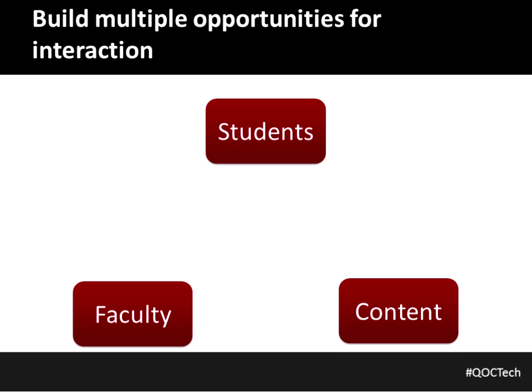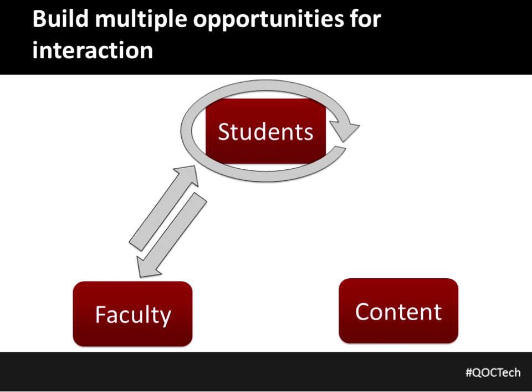Excellent. Engaging students in learning with technology. I presented this in the last session in this series, where we talked about active learning strategies in general. There are really three different types of interaction that students have, or three different places: interaction between you and the students, interaction between students and content, and students interacting with each other. So when I say building multiple opportunities for interaction, today I'm going to focus first on these social interactions, how students interact with you and with each other.